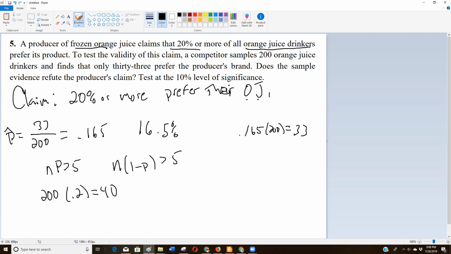10% would be 20, and two of them, right? And then 200 times 80%, or 0.8. Well, if 0.2 times 200 is more than 5, 0.8 times 200 will be more than 5. So we've got that good. Now, why do we need to have that? Why is this sufficient to say we can use a normal approximation to the binomial distribution, or that it is safe to use this statistical test?